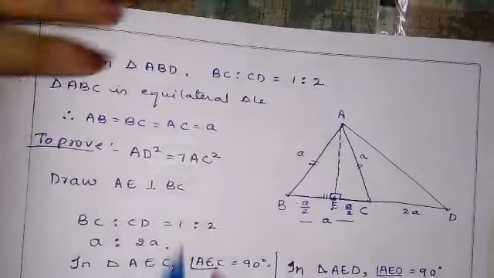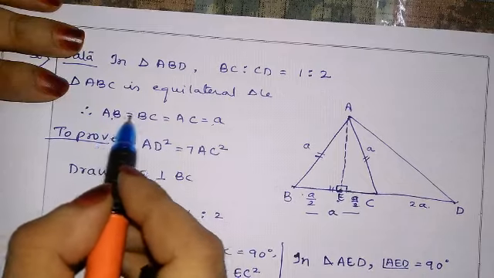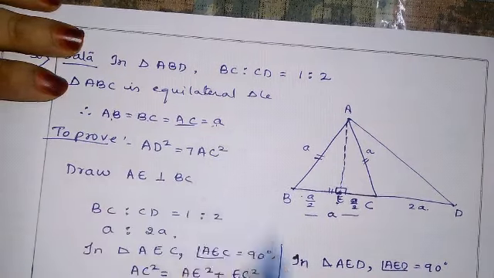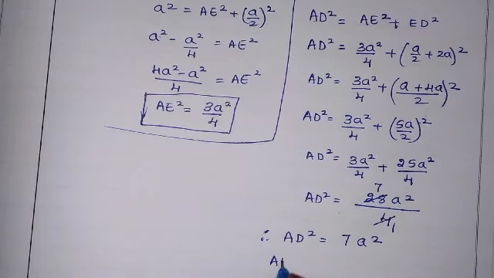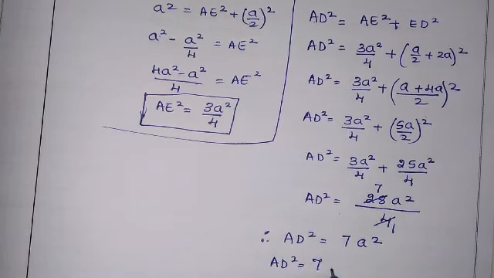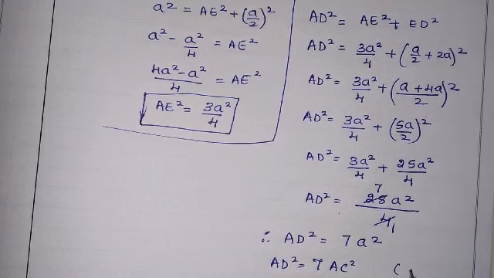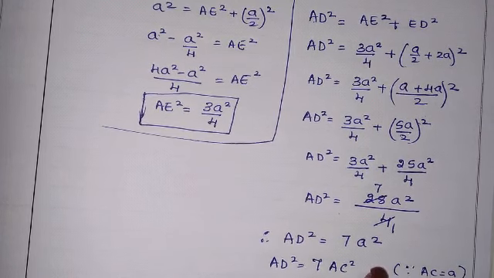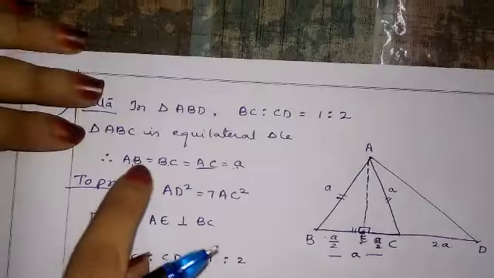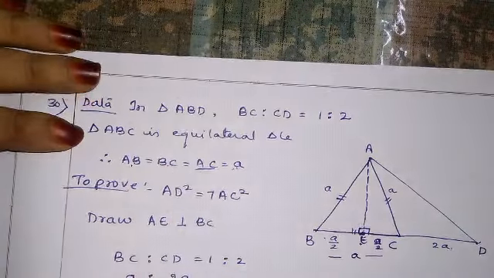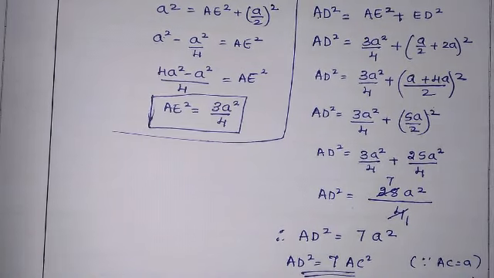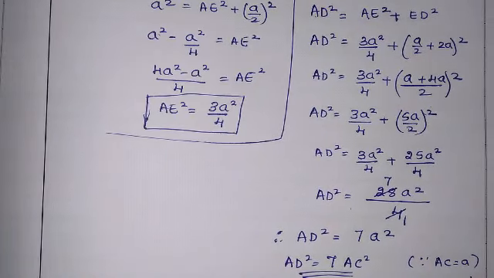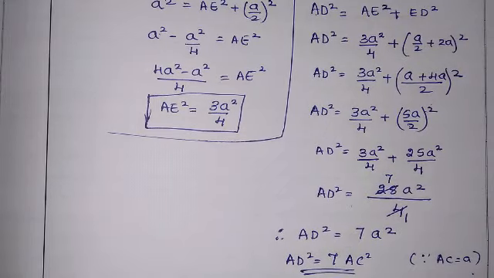A means any side we can see: AB, BC, AC also is A. So in place of A we can write AD square is equal to 7AC square, because AC is equal to A. All sides are A that we have taken here: AB, BC, AC. So we proved AD square is equal to 7AC square. So this is the solution for question number 30.